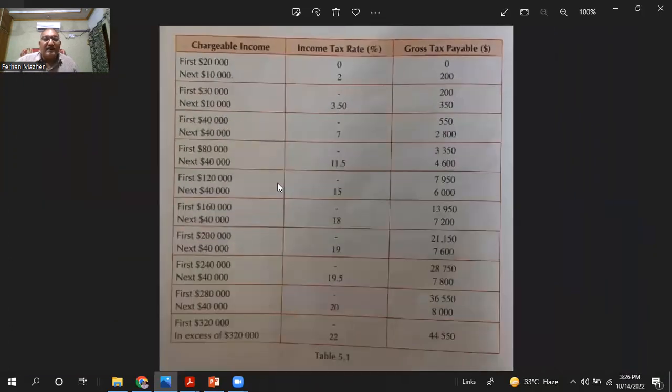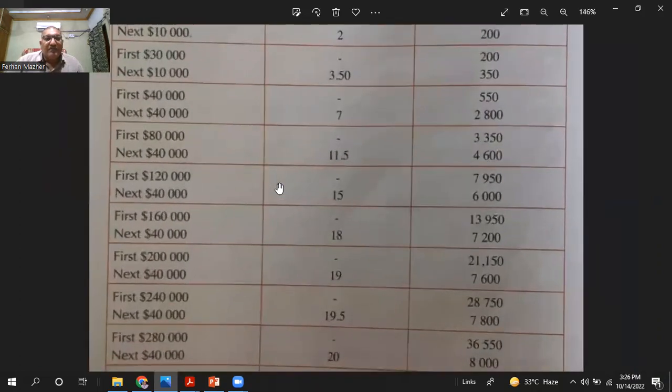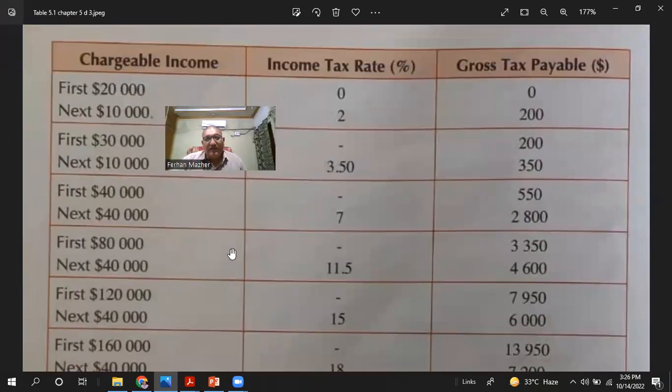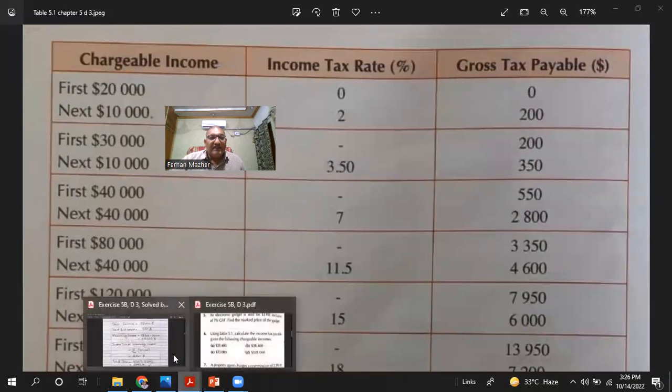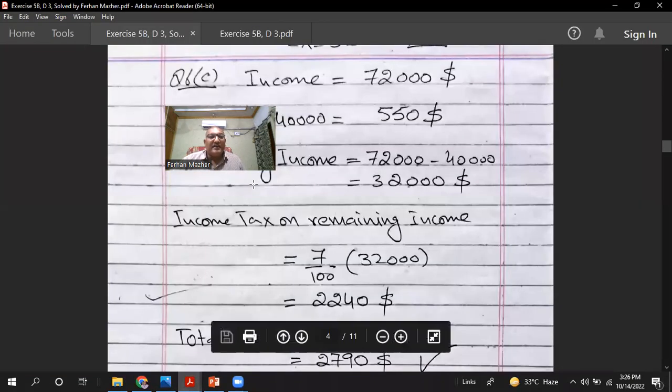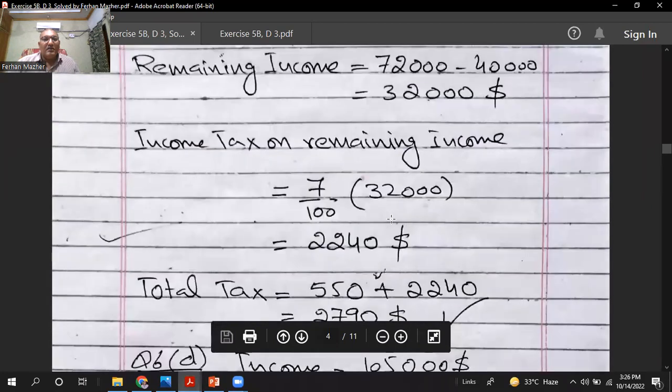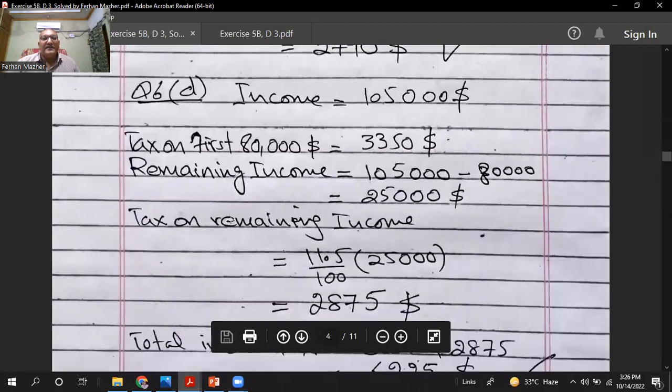I can show you that. Okay, this is table 5.1. This is given with the exercise in your books, and we are here. Okay, so we are here. So let's see how this is done.